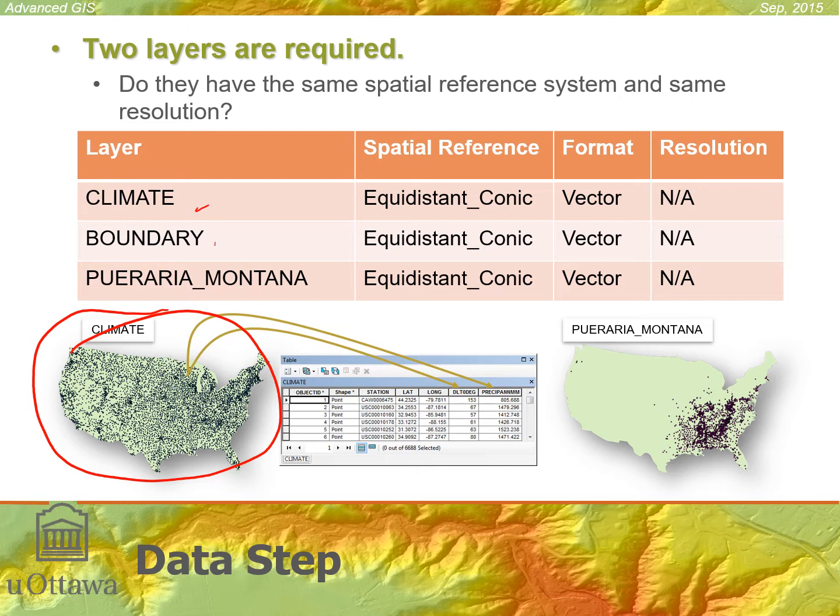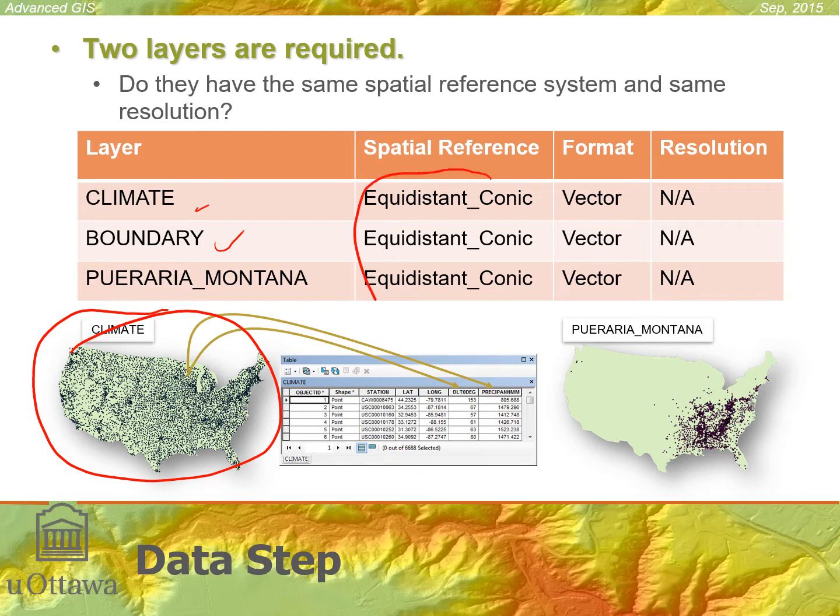We also have a boundary, which is the boundary of the southern, or the continental U.S. without Alaska. And we also have the locations of observed Pueraria montana or Kudzu colonies in the United States. So in the west and mostly in the southeast United States and eastern seaboard up to New York and even Pennsylvania.